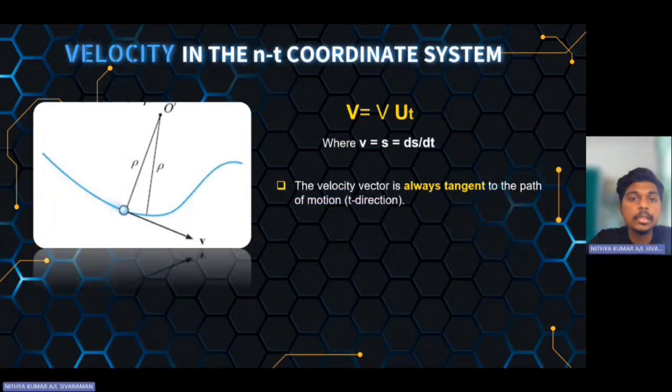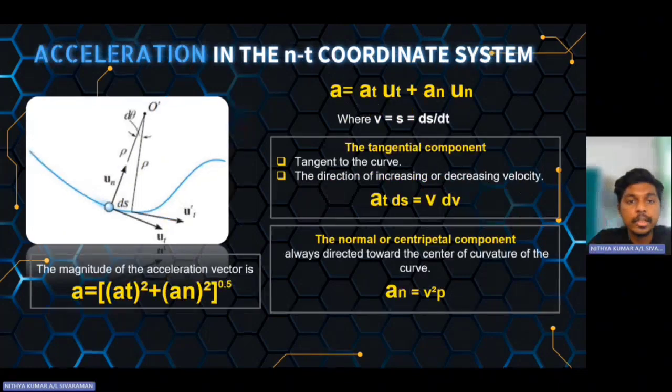The velocity in this coordinate system is V equals V UT, where V is equal to ds over dt. The velocity vector is always tangent to the path of motion. For the acceleration, a equals AT UT plus AN UN. To calculate the tangential component, AT ds equals V dV. To calculate the normal component, the formula is AN equals V squared over rho. To calculate the magnitude of the acceleration, a equals the square root of AN squared plus AT squared.